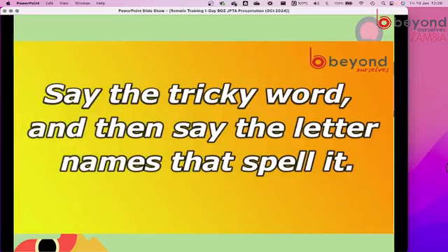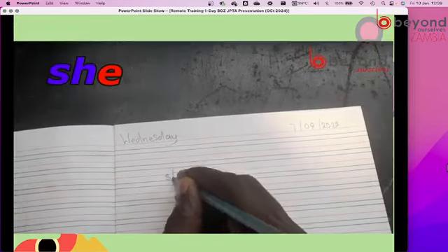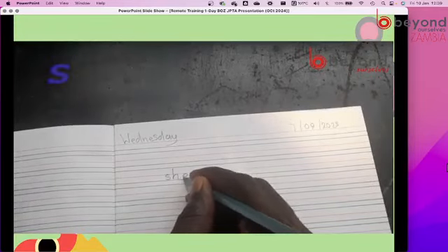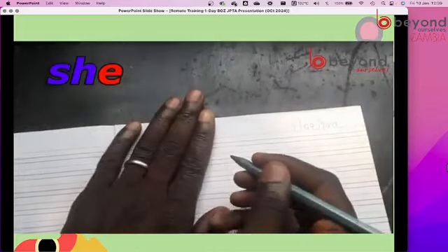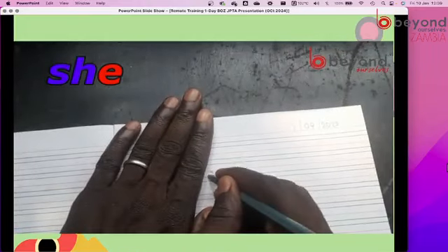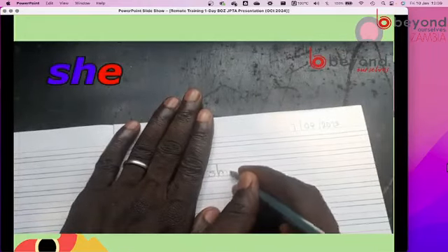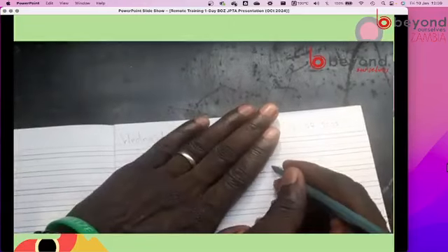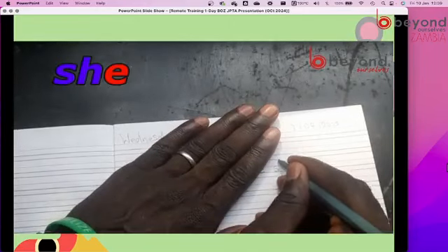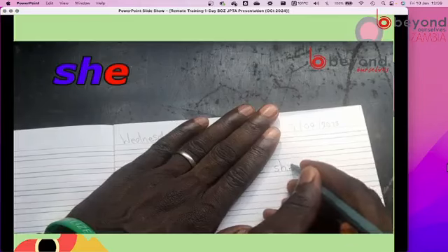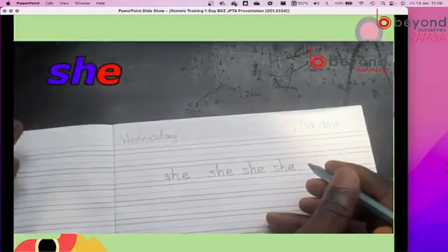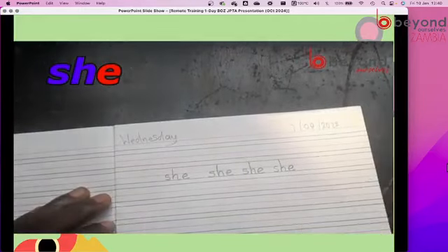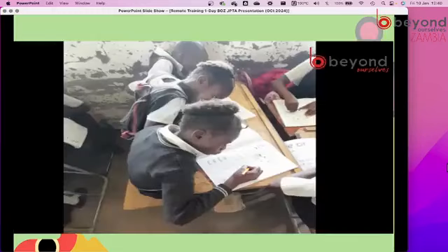For example, the word she, S-H-E, she. Cover, write, S-H-E. Cover up the word and then try writing it from memory. Think about its shape and say the letter names as you write it out. Encourage learners to think about the letter shapes. They must always say the letter names as they write out the tricky word.